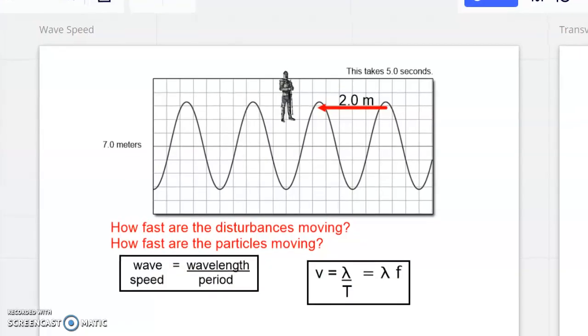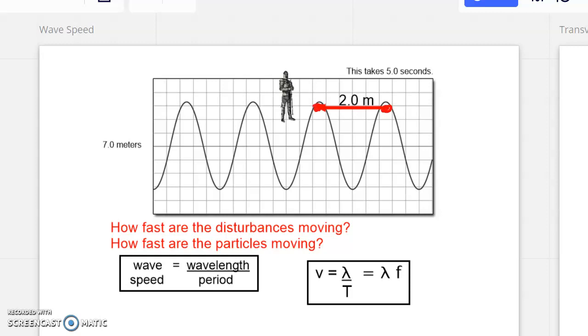So we're going to talk wave speed here today, and say you were on a spot where you could watch the waves pass you by. Maybe you were standing on a dock, maybe you were watching a sheer cliff on a river or something like this, and you could watch the waves pass along. Say this distance right here from this wave crest to this wave crest was 2 meters.